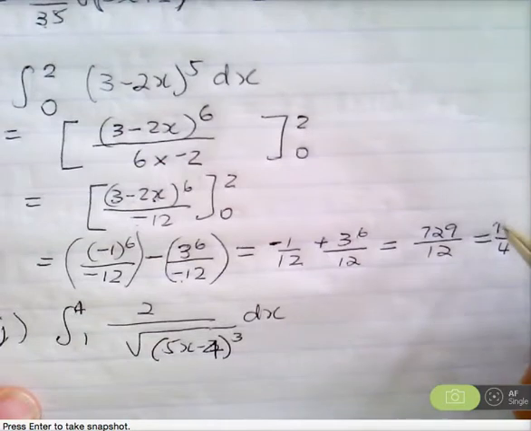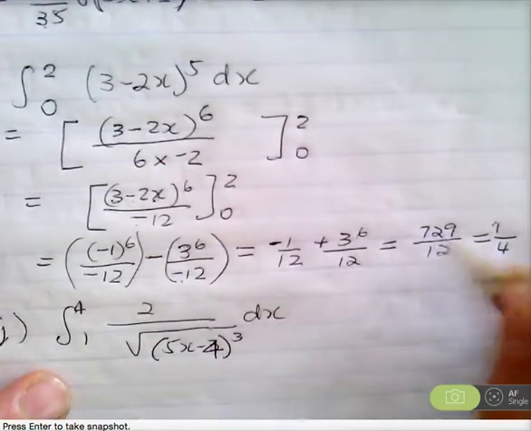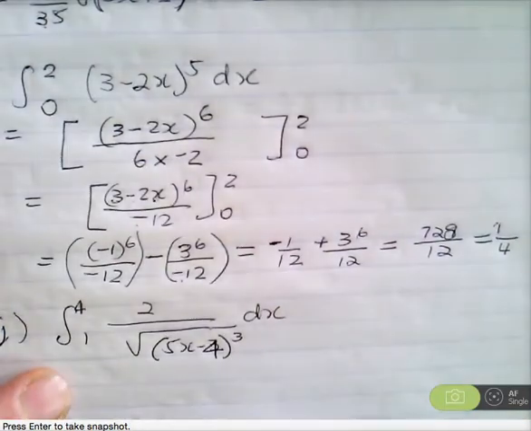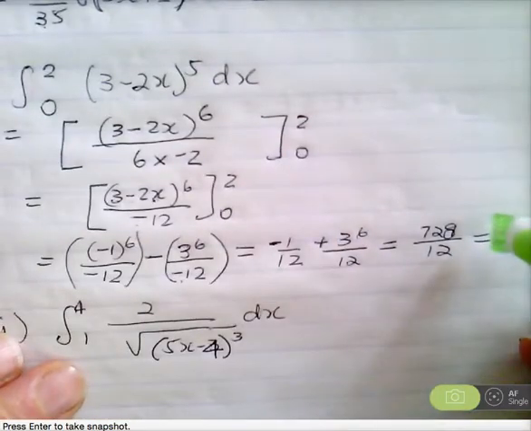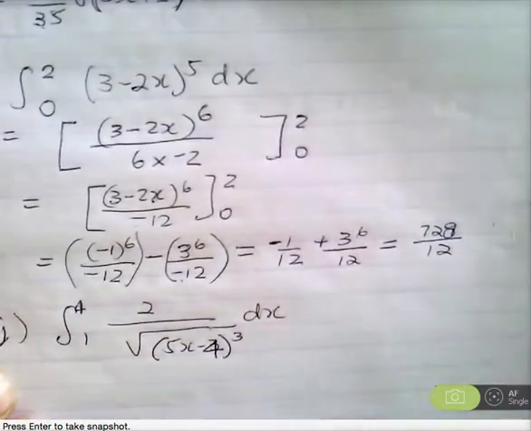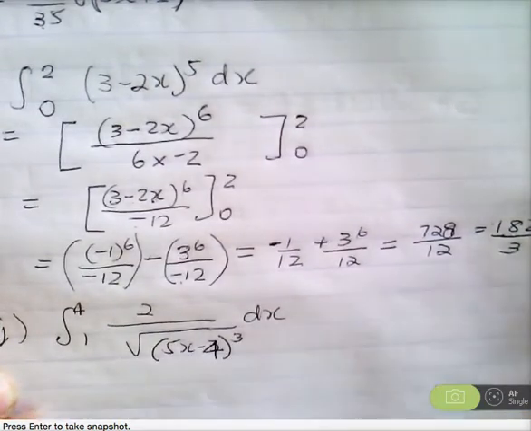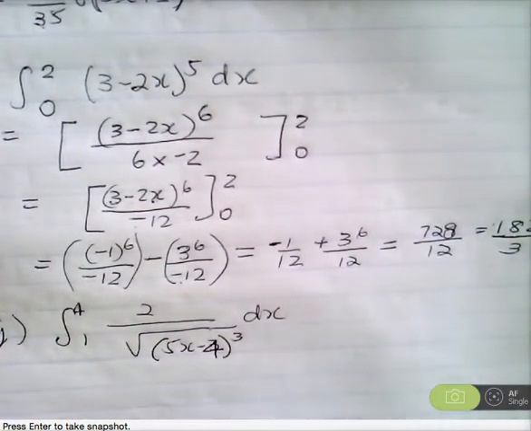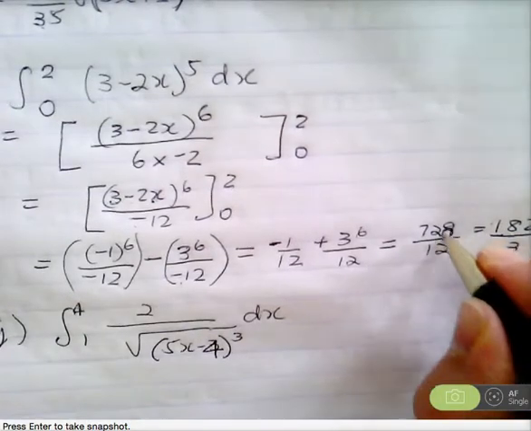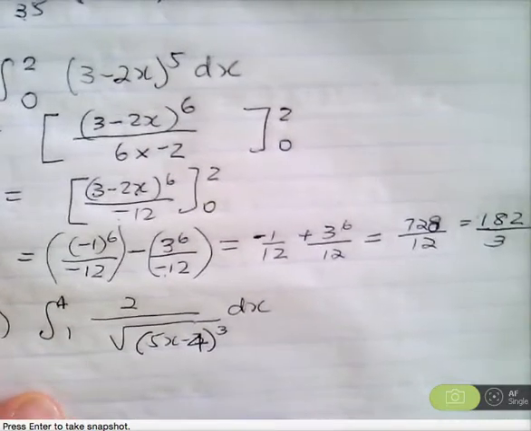Is it 728? Oh, because minus 1. Okay, 182 on 3. Oh, we forgot to subtract the 1. But look, you can just do it on the calculator. 182 on 3.